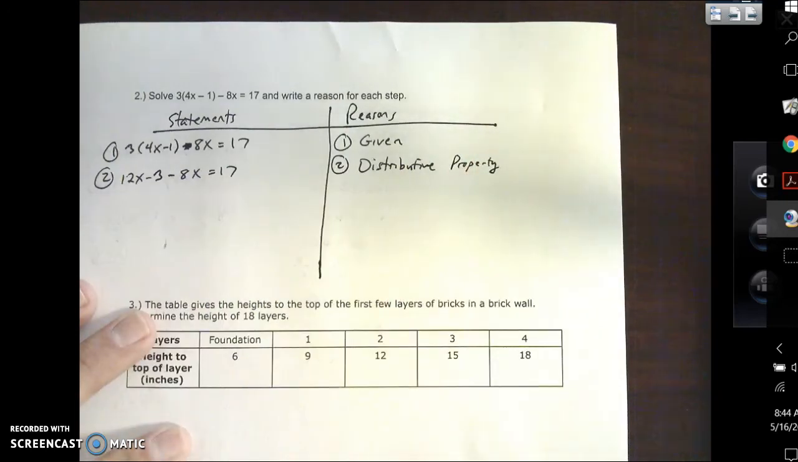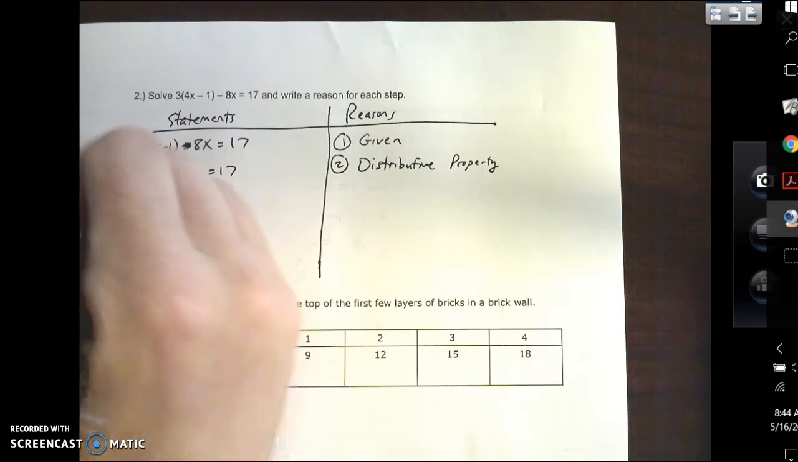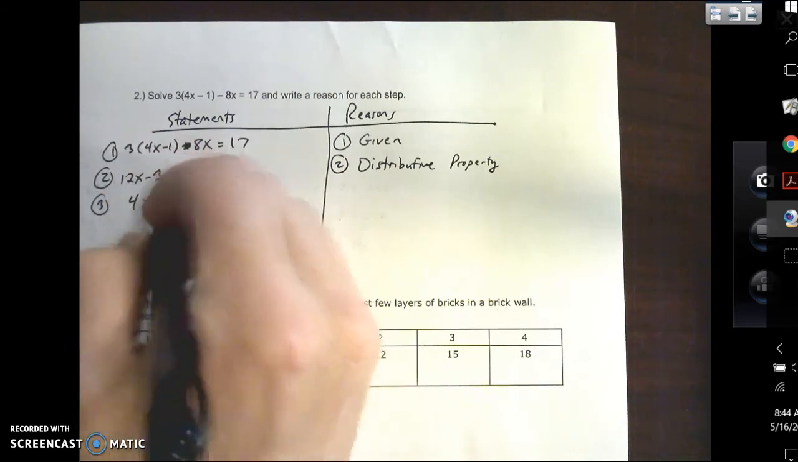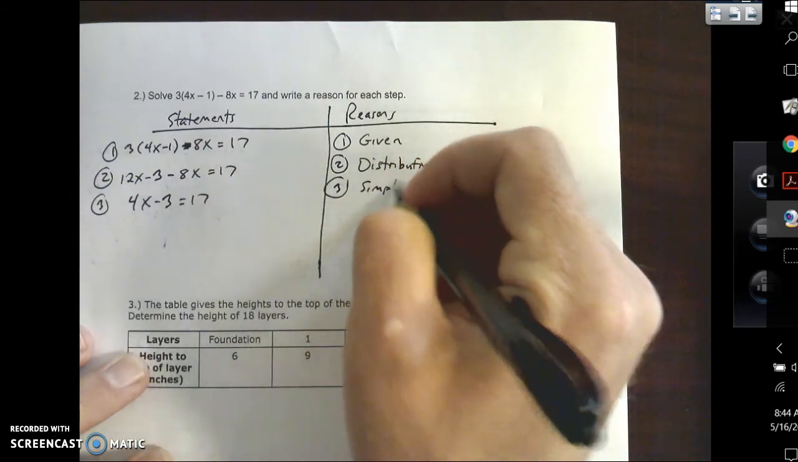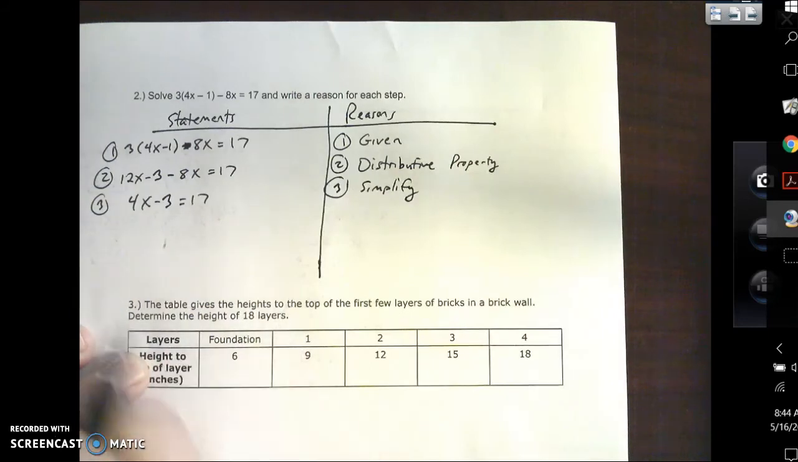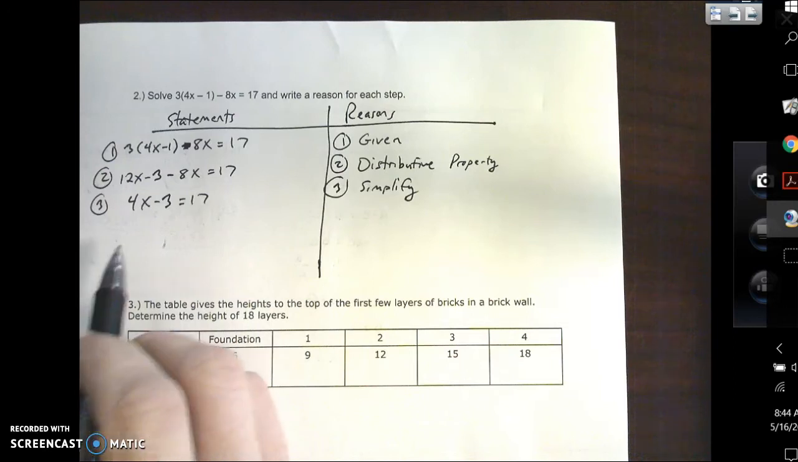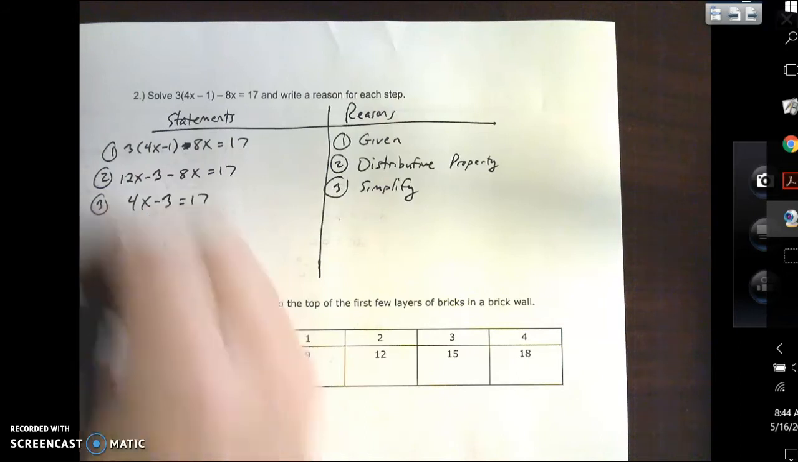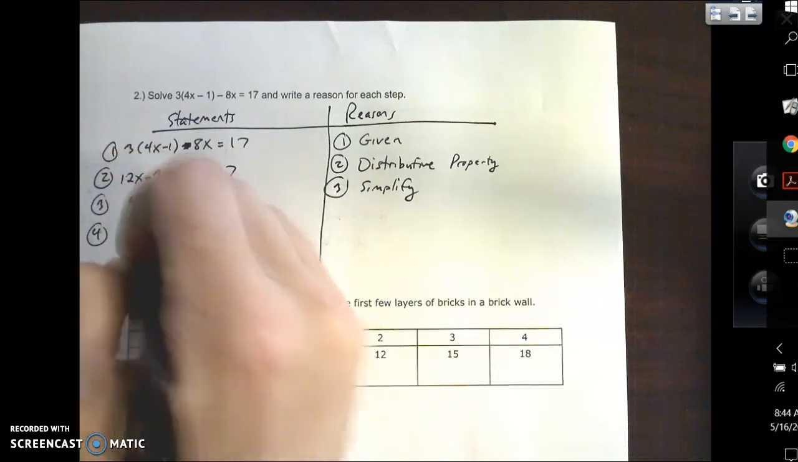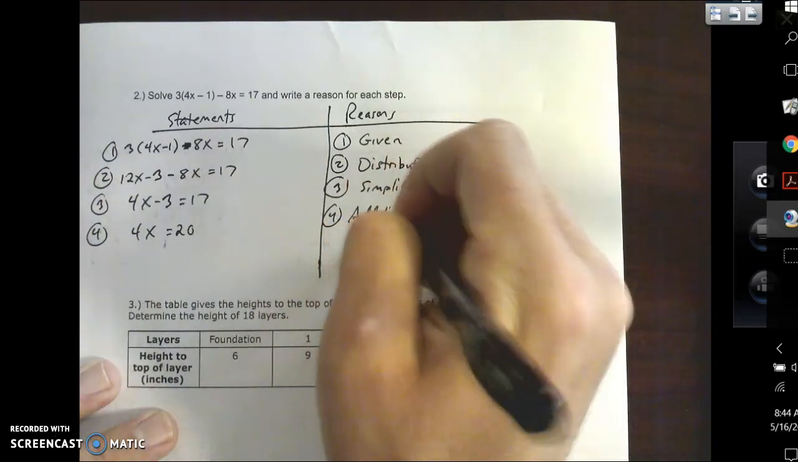Okay, now, from here, there are multiple steps we could take. I'm going to combine the 12x minus 8x on the left-hand side. All right, so 12x minus 8x is 4x. When you're doing that, that is known as simplifying. Okay, you're combining like terms. If you would write down combine like terms here, that'd be wonderful as well. Okay, our next step, how can I get 4x by itself? Well, I can move that negative 3 over by adding it. So 4x equals 20. That's your addition property of equality.